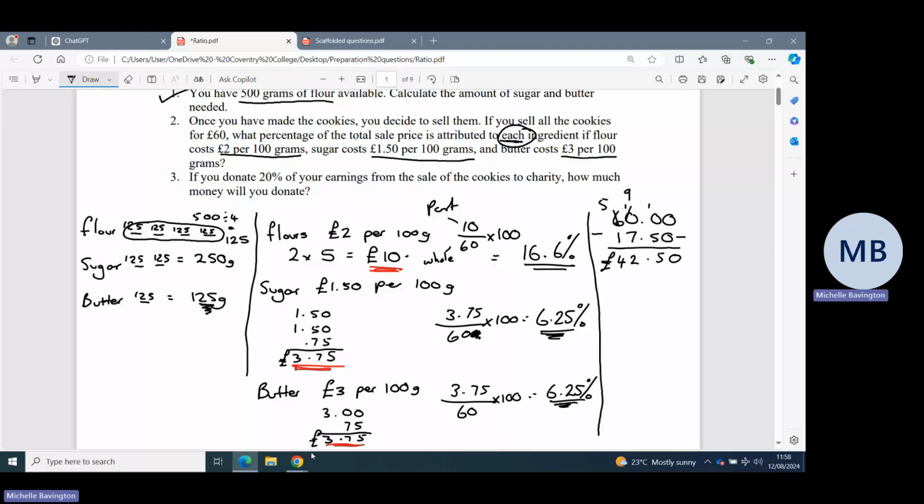£42.50 is my earnings. That's what I've earned, because I've had to pay this bit out, haven't I? Yeah, because that's what it costs. That's the cost.